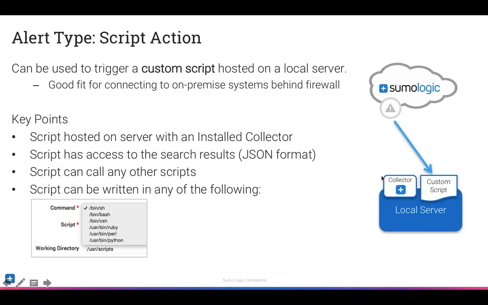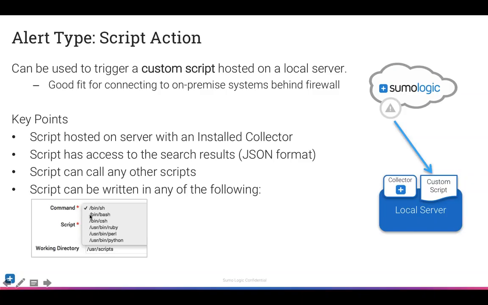Second thing is that script has access to the search results. We can pass a JSON formatted text file to that script so that it can use that data to do something with it. Perhaps it wants to pass it on to other systems that you might have behind your firewall. That script can also call any other scripts if you wanted to as well. And the last thing to point out is that that script can be written in any of the following, like Ruby, Perl, Python, Shell.